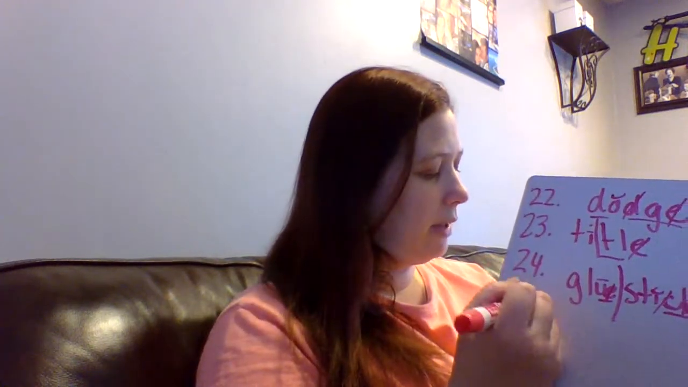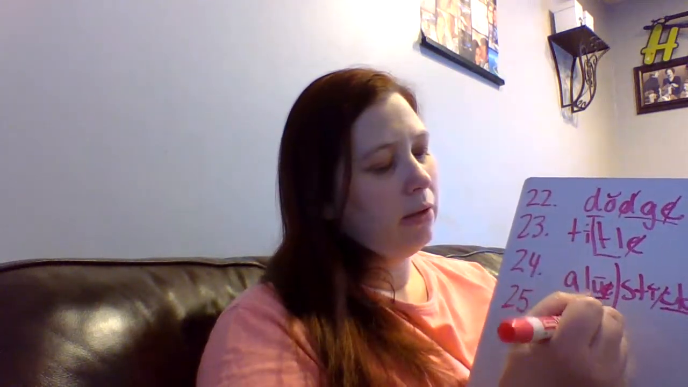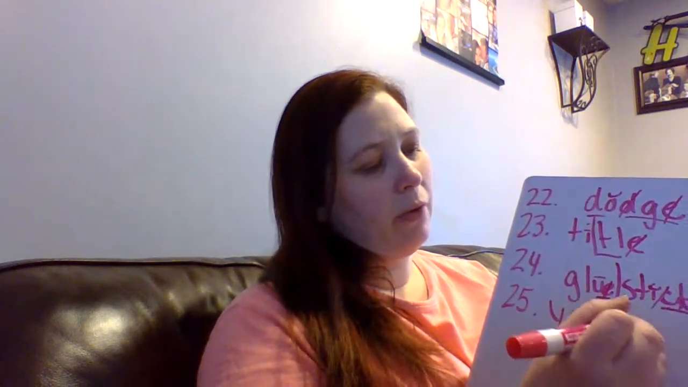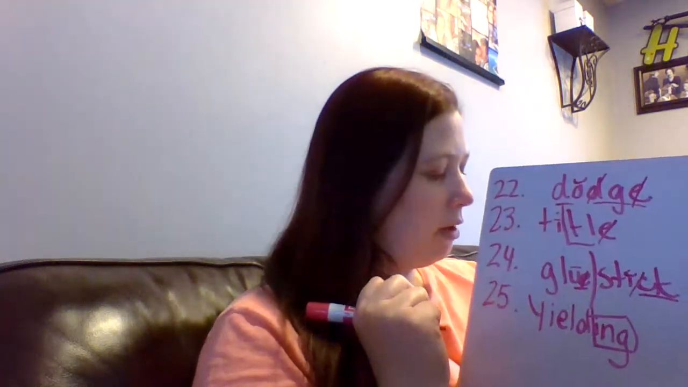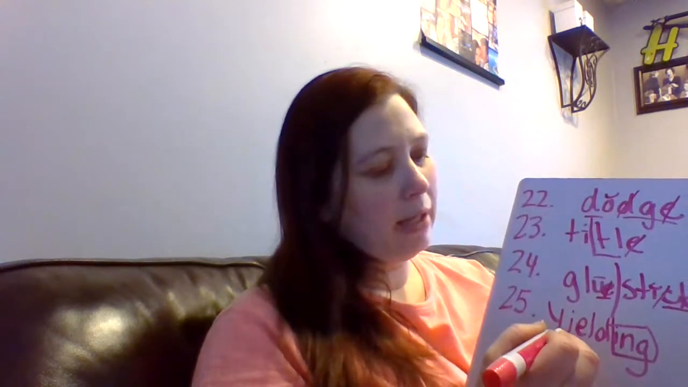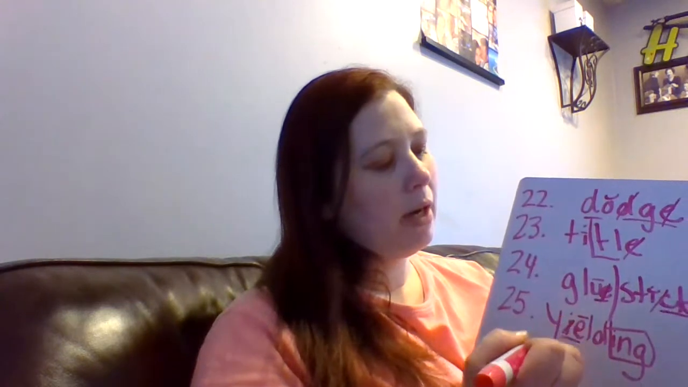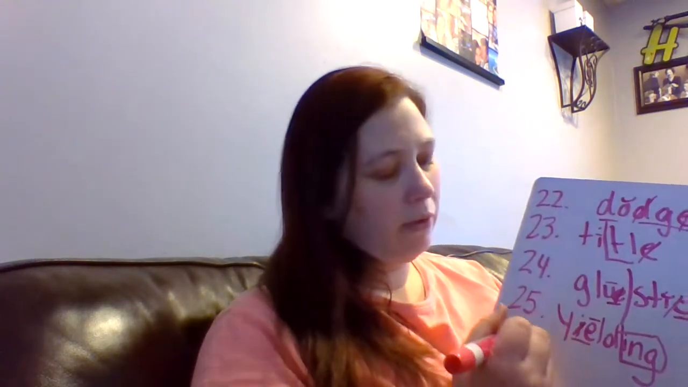Number 25, yielding. We box off our ing suffix there. And then we have our IE digraph. We're going to underline it. Our E says its name. Our I gets marked off. And that's all we're going to do to that one.